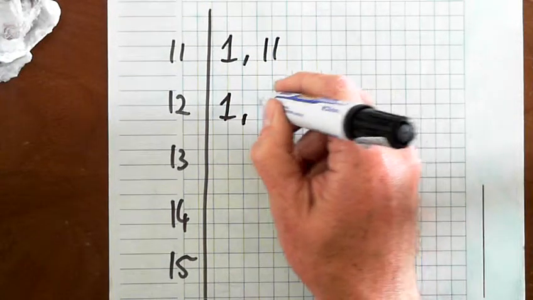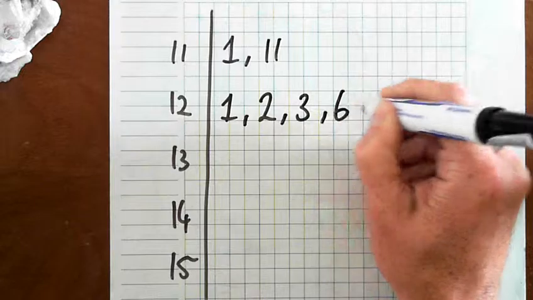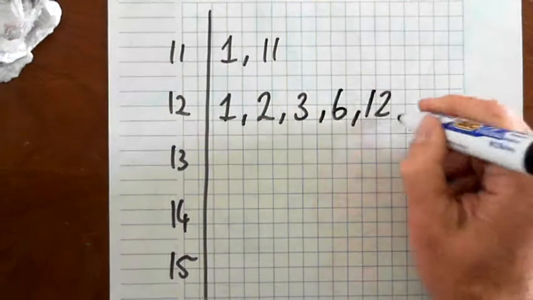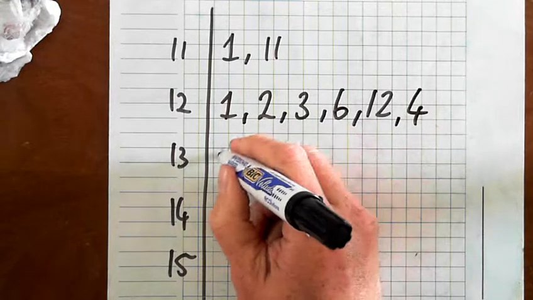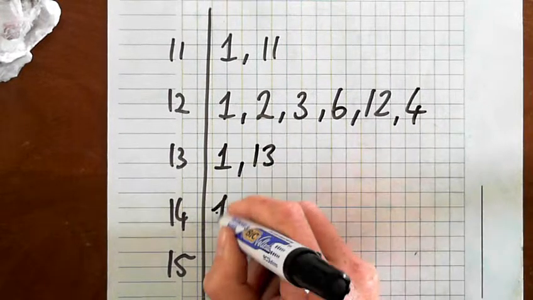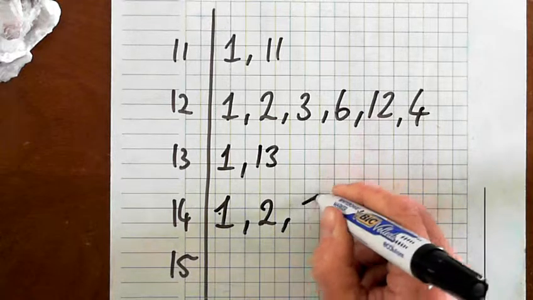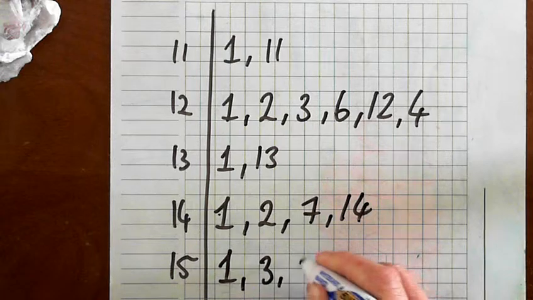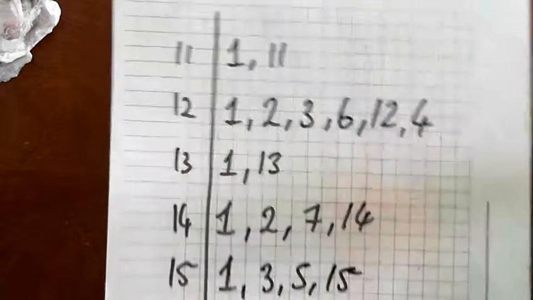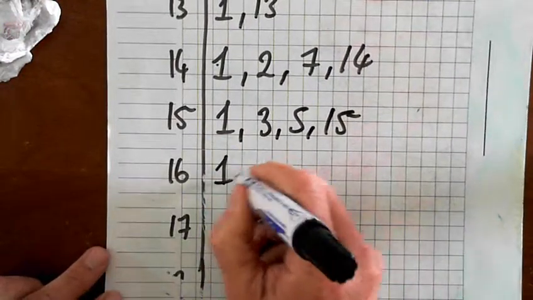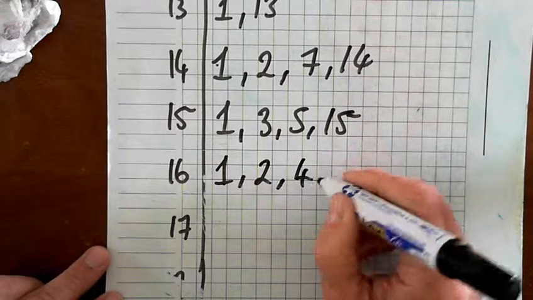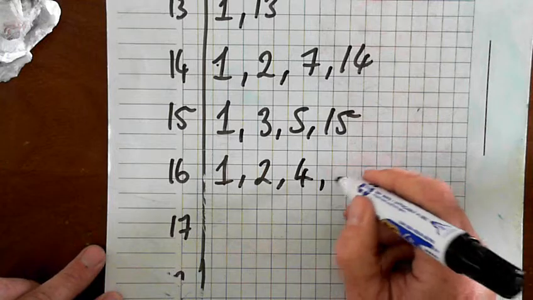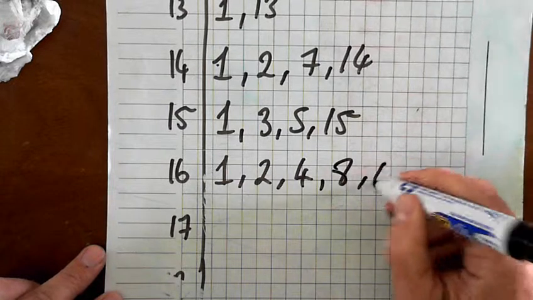12? 1, 2, 6, and 4. I forgot 4. 13? 1, 13. 14? 1, 2, 7, 14. 15? 1, 3, 5, 15. 16? 1, 2, 4, 8, 16.